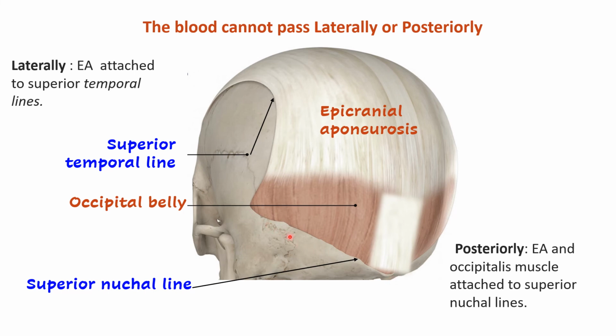So here posteriorly also you don't have any opening through which the blood can pass into the neck, right? So the blood will only pass anteriorly, neither laterally nor posteriorly, because of the attachment of the epicranial aponeurosis to the superior temporal lines, and the occipital belly and epicranial aponeurosis to the superior nuchal lines.